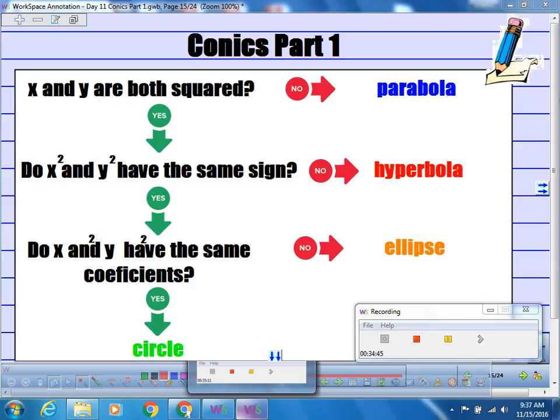Do x squared and y squared have the same sign? Well, if they don't, it must be a hyperbola. If one of them's negative, we know it's a hyperbola. Okay? Then, do x squared and y squared have the same coefficients? So if they don't have the same coefficients, it's an ellipse, right? Because one of them's not stretching more than the other one is. So if they do have the same coefficients or the same denominator, then we know that it's a circle.